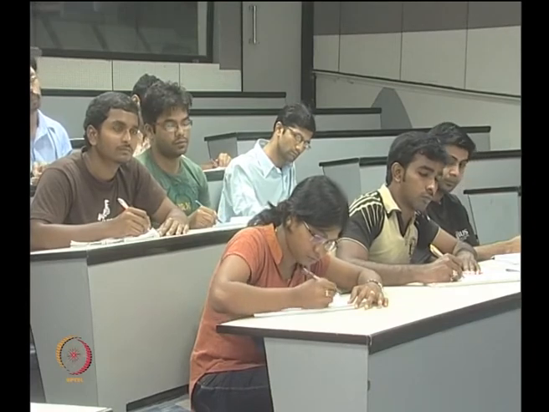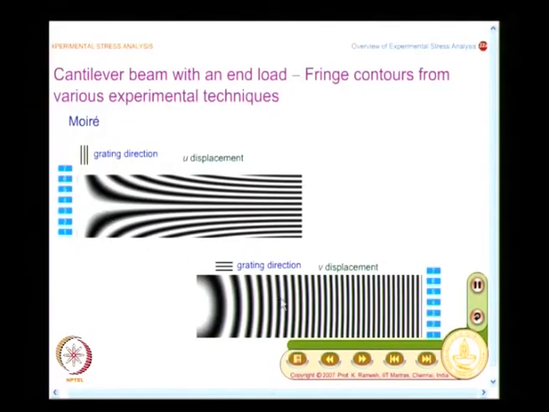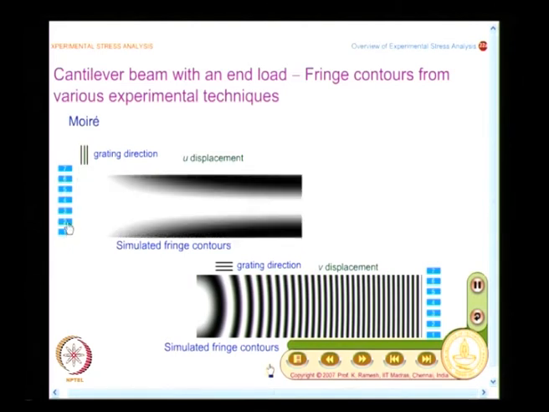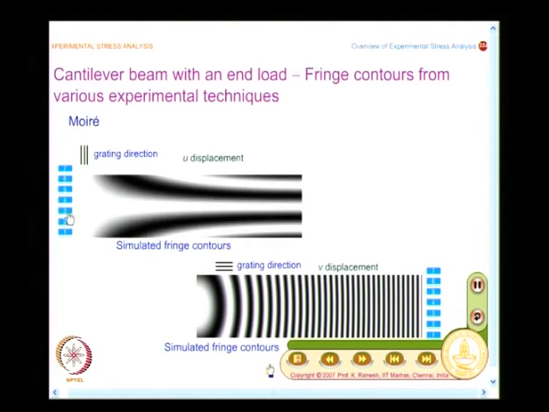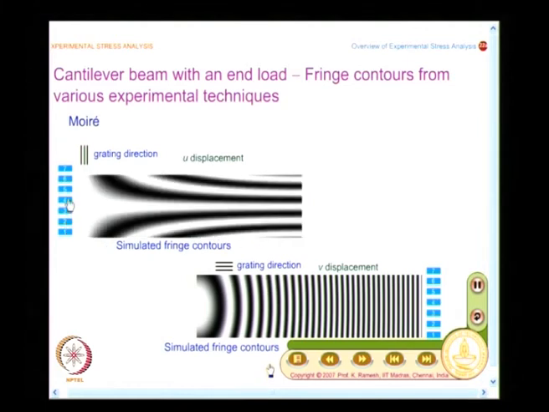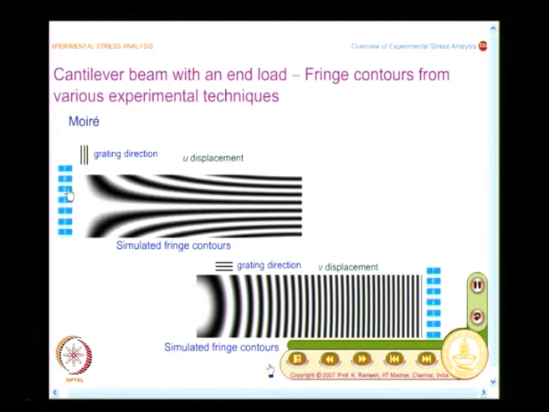So, you have u displacement, you have v displacement, and what you have here is, I again have a grating direction, and knowing this grating direction it is possible for you to say it is u displacement. Knowing this grating direction it is possible for you to say this is v displacement, and you also have a feel of doing the experiment by seeing what happens as a function of load. I gradually increase the load and more fringes get formed, and you could make a simple sketch of it.